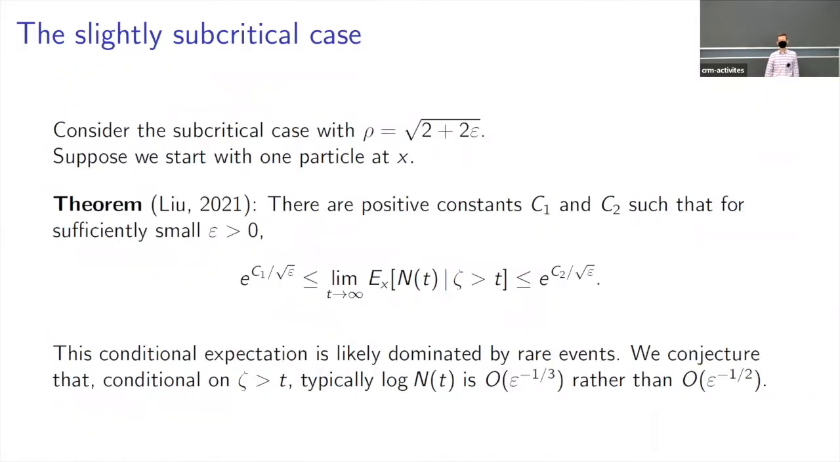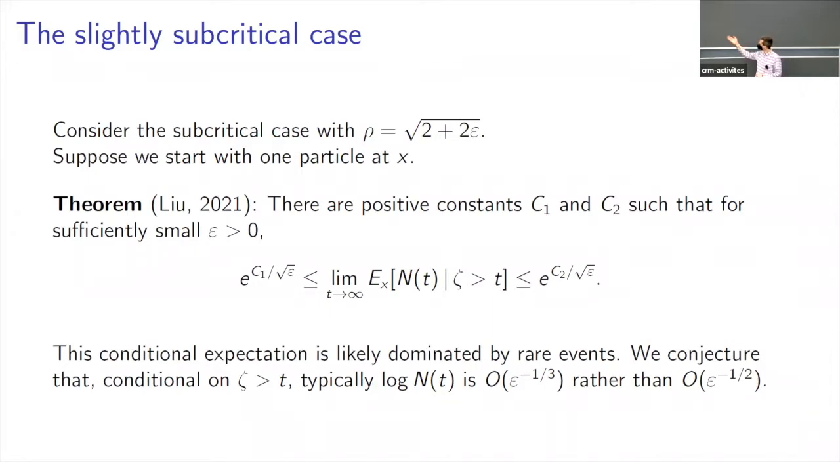Now, what about the slightly subcritical case? So let's say we want to write the drift rho as the square root of 2 minus 2 epsilon. And we want to think about what happens if we take a limit as epsilon goes to 0. Again, we'll start with one particle at x. And here's a theorem that was recently proved by my graduate student, Jiaqi Liu.